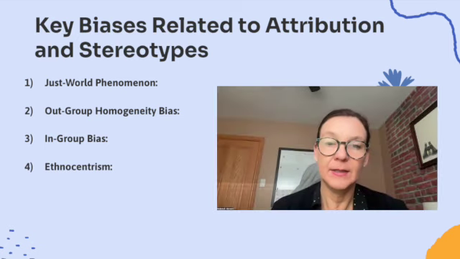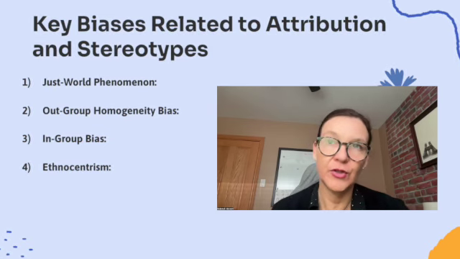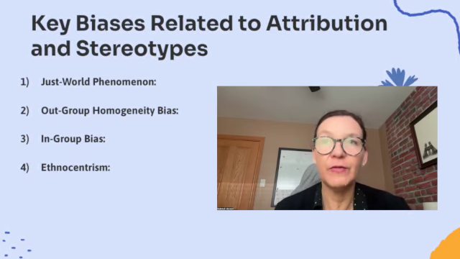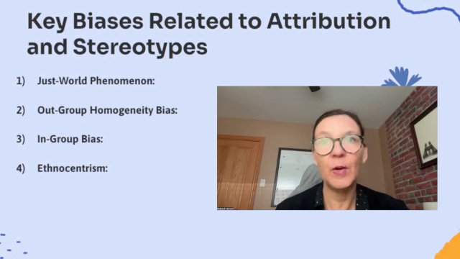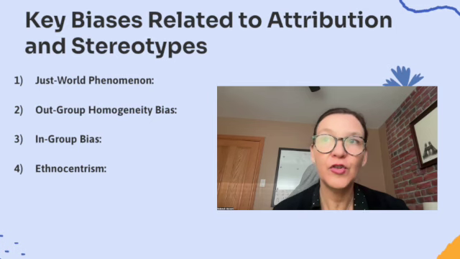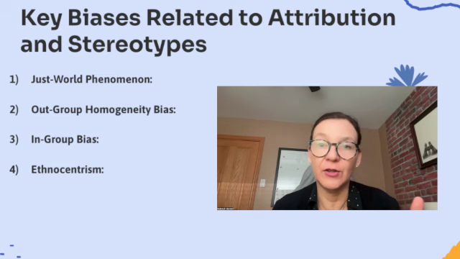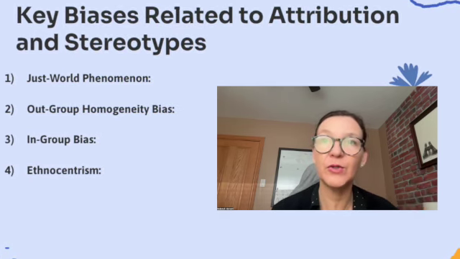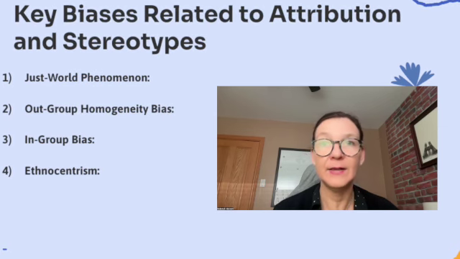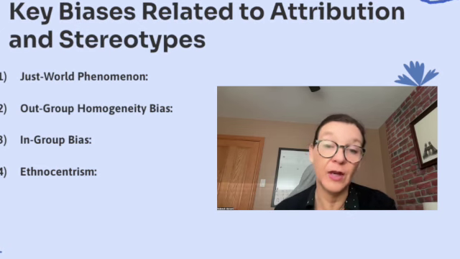So some of the key biases that are related to attribution and stereotypes are, first of all, just world phenomenon. This is the belief that people get what they deserve. For example, assuming a victim of poverty caused their own misfortune. The second one is out-group homogeneity bias, perceiving out-group members as more similar than they actually are. For example, all members of that particular group act the same way. The next one is in-group bias, and that's favoring members of one's own group over others. This would be an example of assuming colleagues from your own culture are more competent than the people of the other culture.